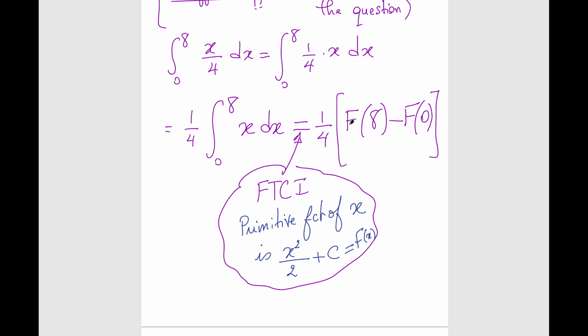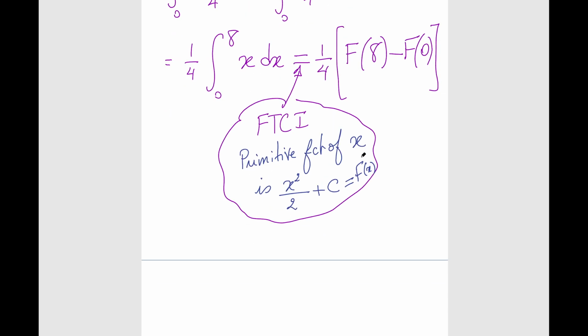You find an antiderivative function F, in this case x squared over 2 plus c. You choose the c, and you do the subtraction. And what is this? This is equal to 1 over 4.